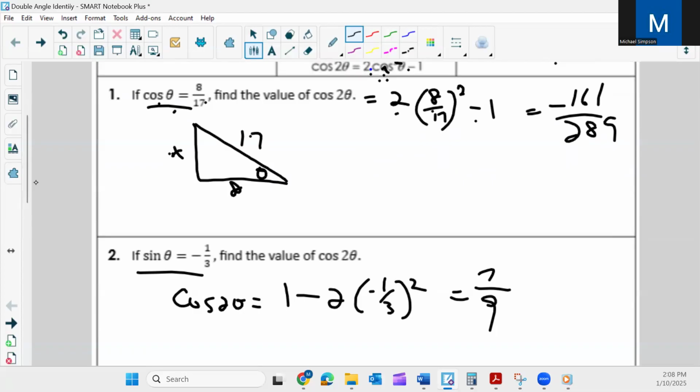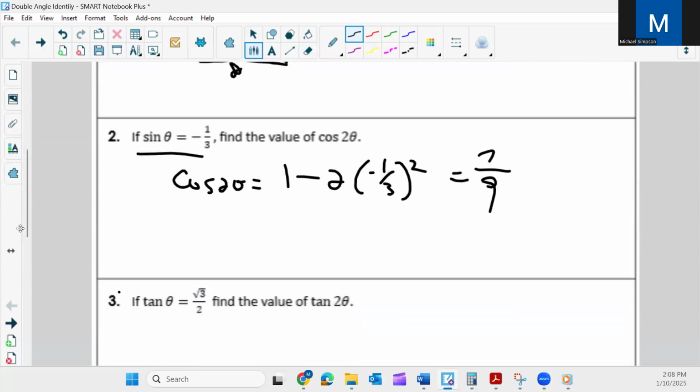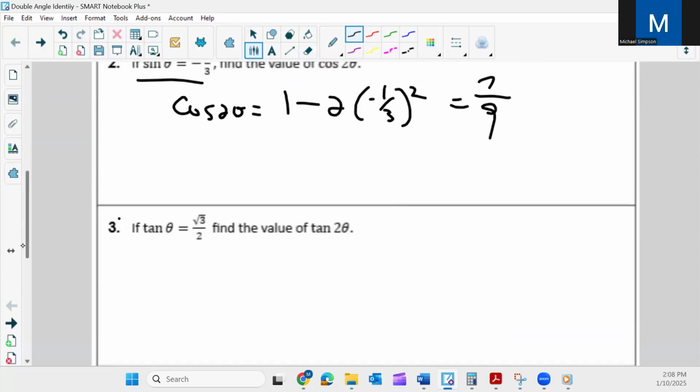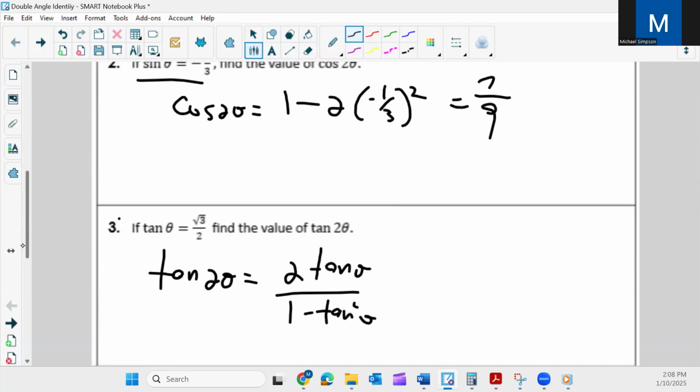All right. Okay. Number 3. Tan 2 theta now. This one is straightforward. Just plug the number into the formula. Tan 2 theta is going to equal 2 tan theta over 1 minus tan squared theta. And you're given what tan theta is equal to. Just plug it into the formula now.